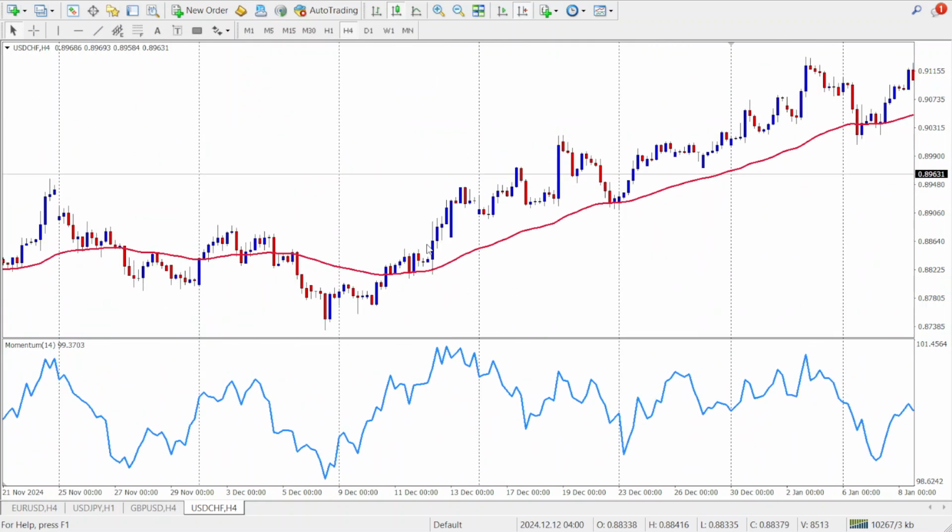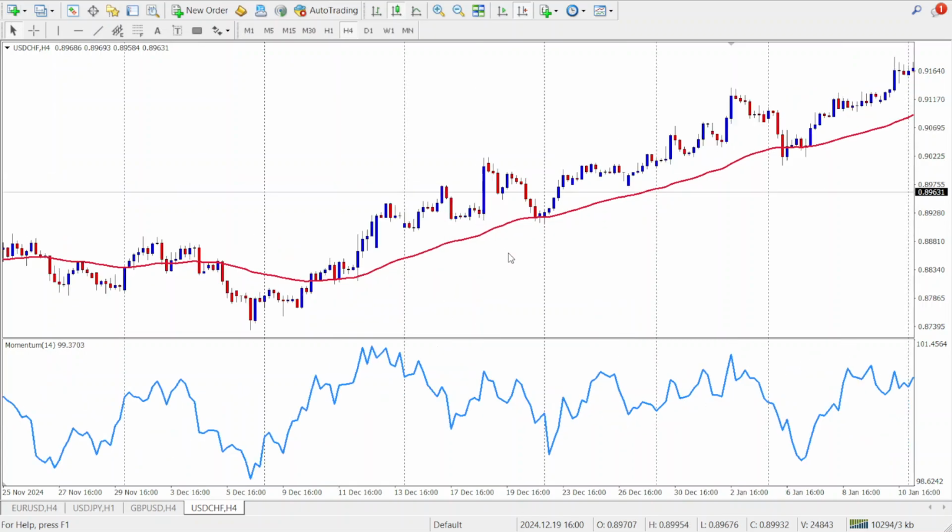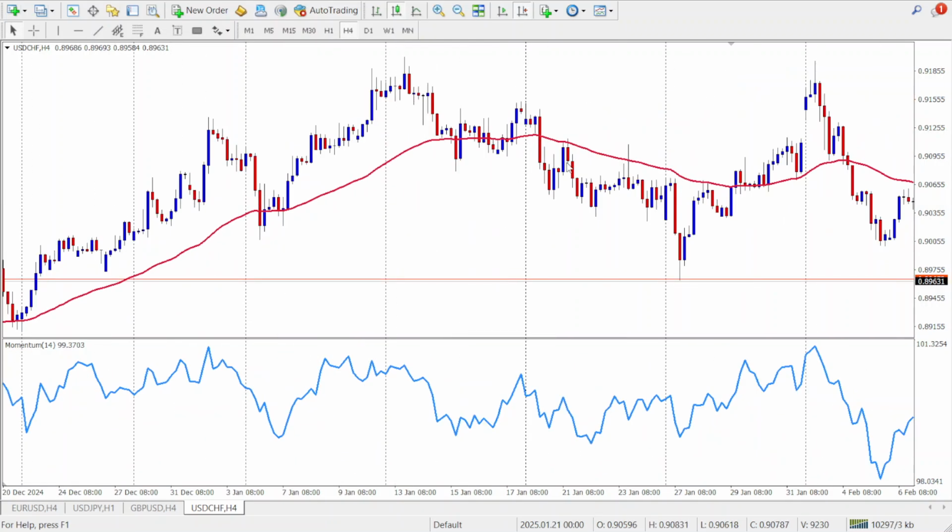For example, we can see that we had a buy trend here. Once you've identified the trend using the moving average, like the 50 EMA, then if the price is above the 50 EMA and the momentum is increasing, look for buy opportunities. But if the price is below the 50 EMA and the momentum is decreasing, then look for sell opportunities.